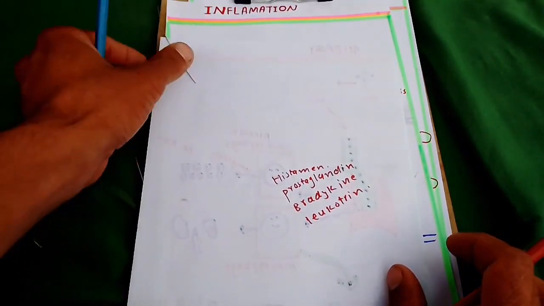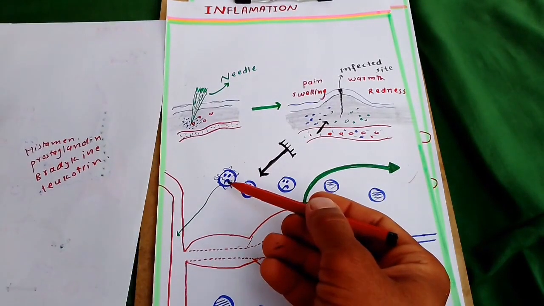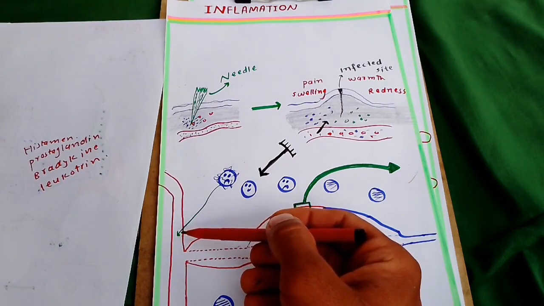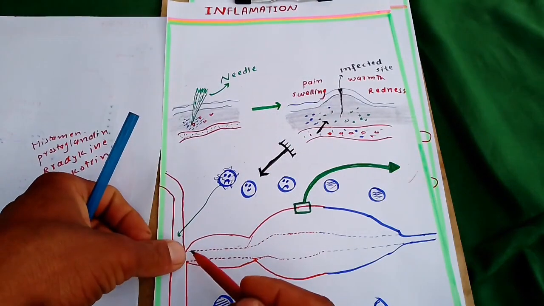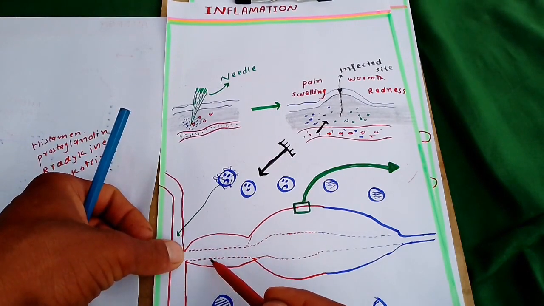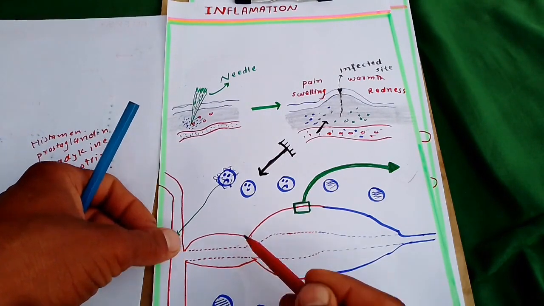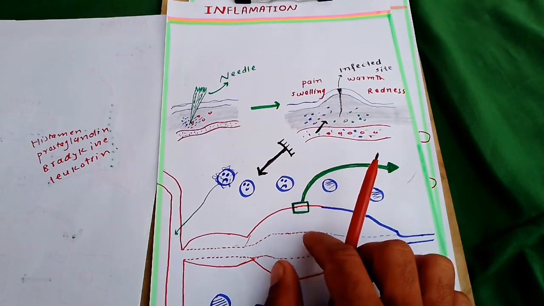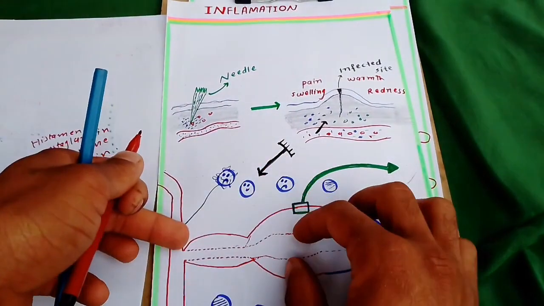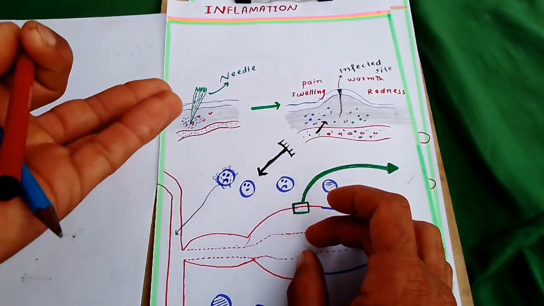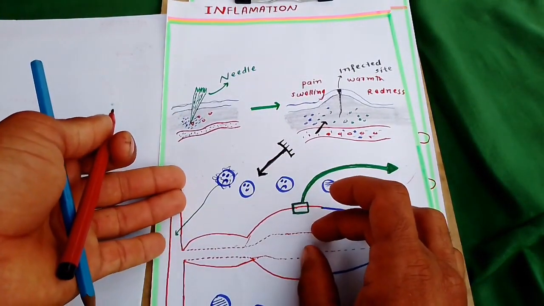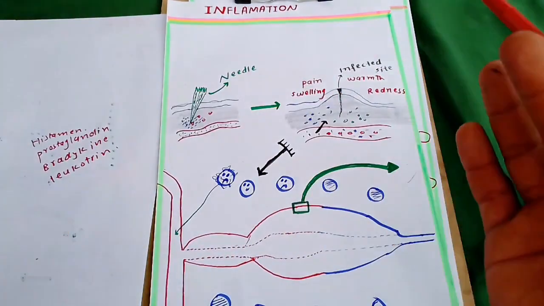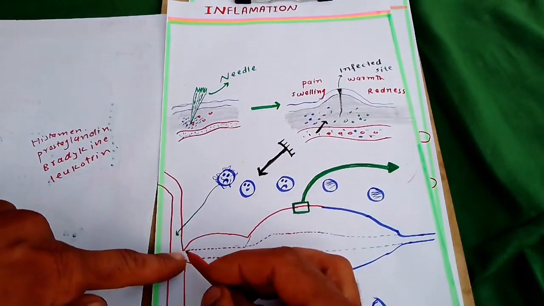What is the function of histamine? When histamine is released by the infected cell, it is thrown into the blood vessel. Histamine dilates the blood vessel. Here the blood vessel is dilated from the dotted line, which is the normal size of the blood vessel. So more blood comes. What is the importance of more blood coming? More WBCs come to this area, more antibodies, and more water will come to this area. So histamine dilates the blood vessel.